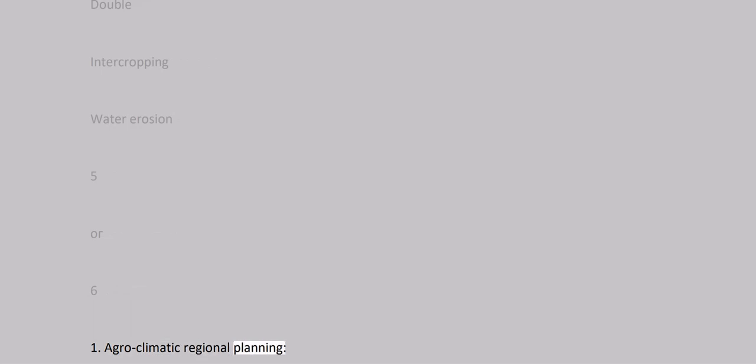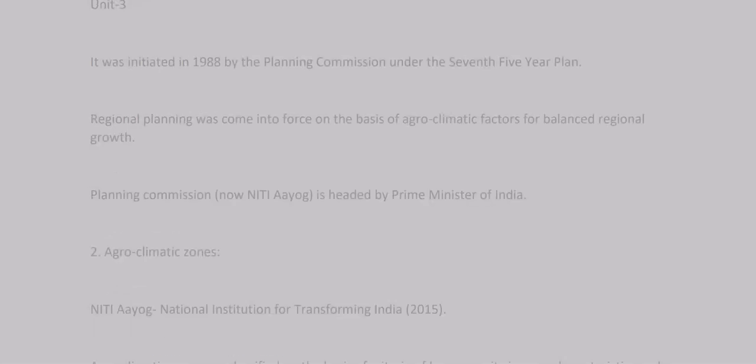Agroclimatic regional planning. Unit 3. It was initiated in 1988 by the Planning Commission under the 7th Five-Year Plan. Regional planning came into force on the basis of agroclimatic factors for balanced regional growth. Planning Commission, now Niti Aayog, is headed by the Prime Minister of India. Niti Aayog, National Institution for Transforming India, 2015.